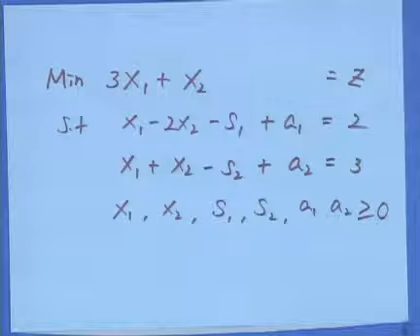And we need to find the basic solution which has both artificial variables, a1 equals a2 equals 0, right? So we need to introduce a new objective which is called the phase 1 objective. That is, minimize the sum of all the artificial variables.